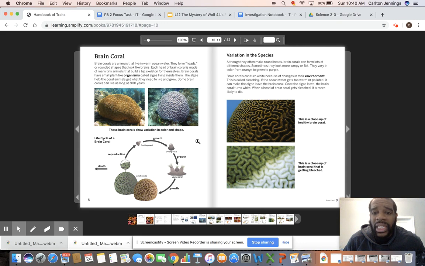This is called bleaching. If the ocean water gets too warm or polluted, it can make the algae leave the brain coral. Once the algae leaves, the brain coral turns white. When a head of a brain coral gets bleached, it's more likely to die. So when there's more solid color, that's a better thing, so they can stay alive for that 900 years.